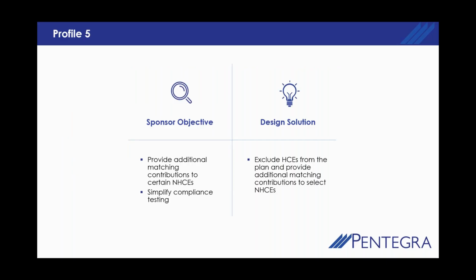This employer wants to provide additional matching contributions, again, only to certain non-highly compensated employees, and they'd like to simplify the testing. So here, we could exclude those highly compensated employees from the plan, perhaps entirely, or we could just exclude them from matching and provide additional matching contributions to the select non-highly compensated employees that they want to.